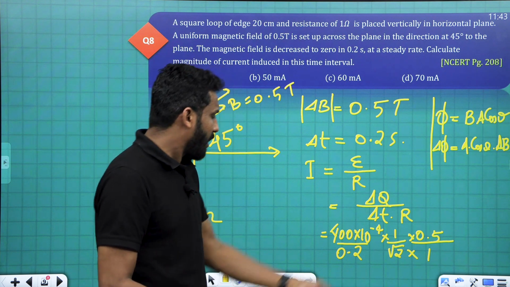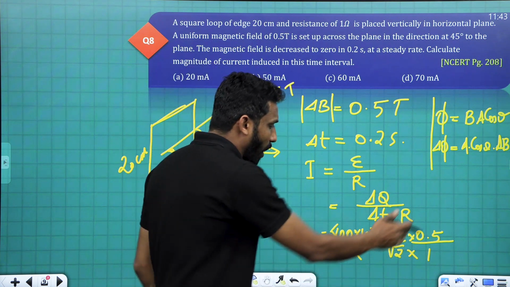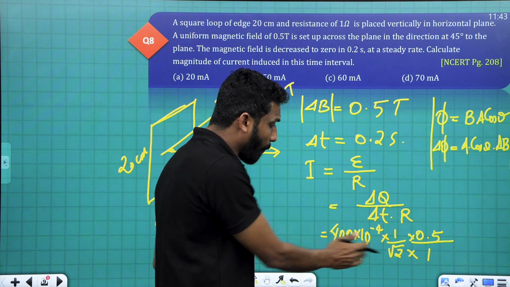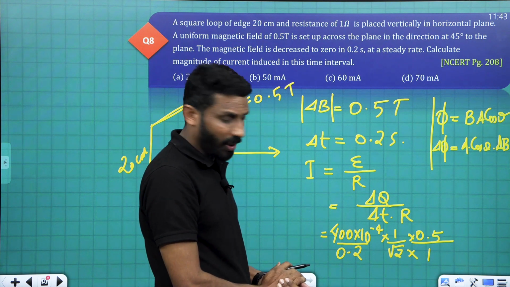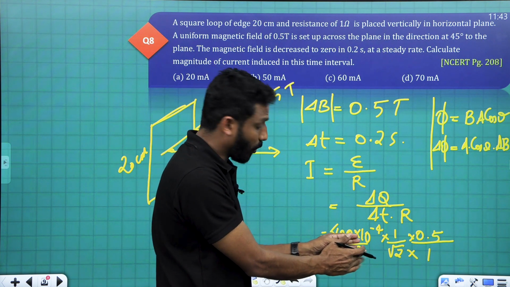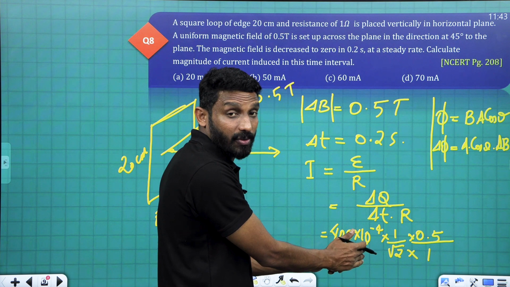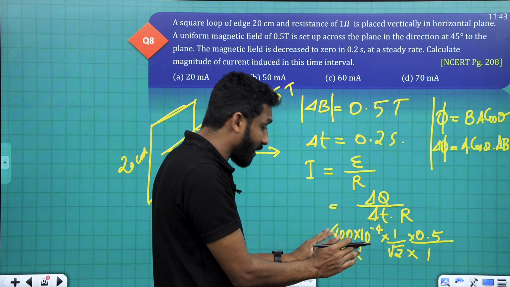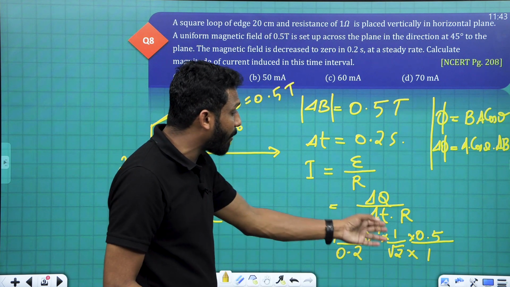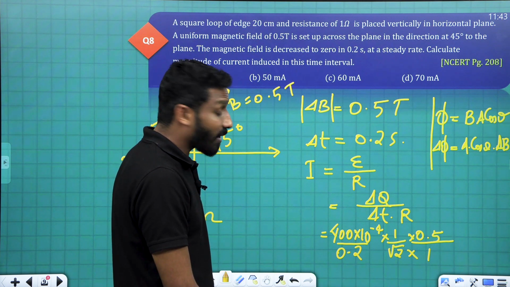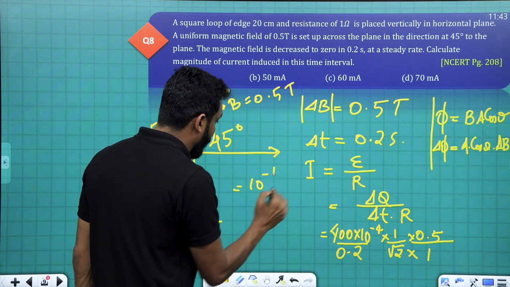We can calculate. 0.5 is 1 by 2. 2 into 0.2 is 0.4, that is 4 into 10 raised to minus 1. 4 cancel. Here 100 remains. 10 raised to minus 4 divided by 10 raised to minus 1 is 10 raised to minus 3. And there is 100. 100 into 10 raised to minus 3 is 10 raised to minus 1. So 10 raised to minus 1 divided by root 2 is the answer. I am writing here that the answer is 10 raised to minus 1 divided by root 2.